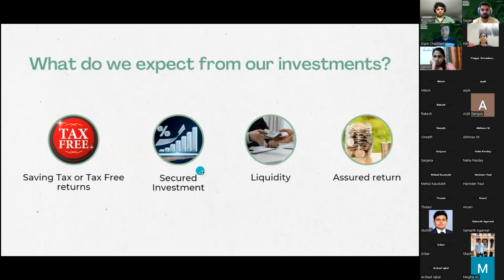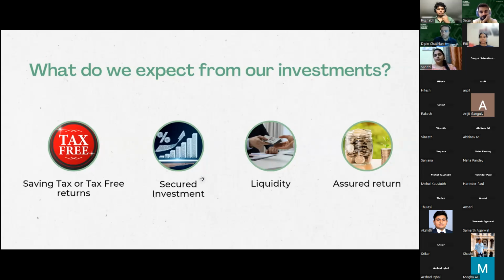And friends, whenever we do any investment, what all do we expect? First is saving tax, because there are some tax saving instruments as well, right? So can you all mention what are some tax saving instruments? If you know any of them, or if you don't know, then you can always mention IDK, I don't know. But if you know some of the tax saving instruments, maybe you can mention them very quickly in the chat box.